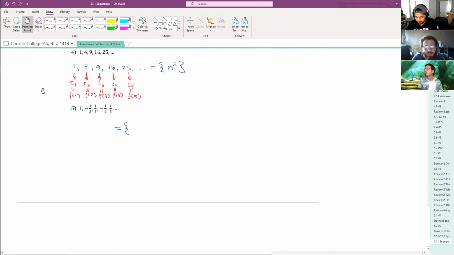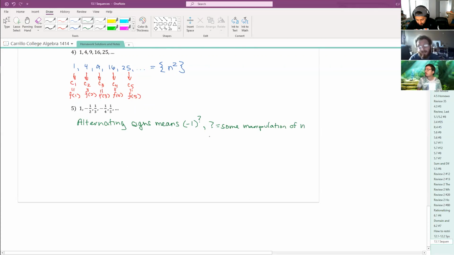The first thing you want to always think is, alternating signs mean -1 to something. Some manipulation of n. It could be n to the n, it could be n plus 1, it could be n divided by a number, it could be all kinds of stuff. But we definitely know, no matter what, if we have alternating signs, we have to raise -1 to some power of n, right? So I'll put that instead of some manipulation, some power of n.